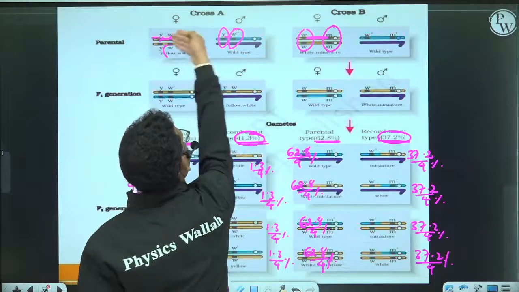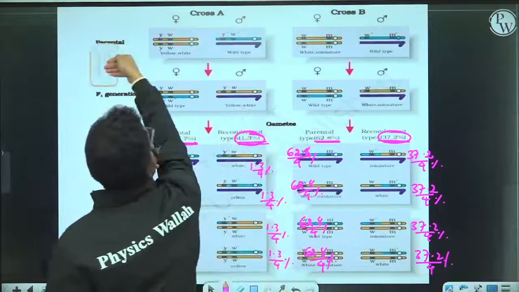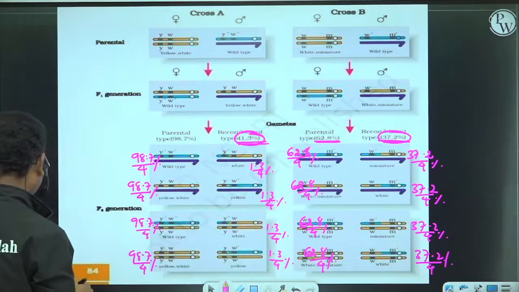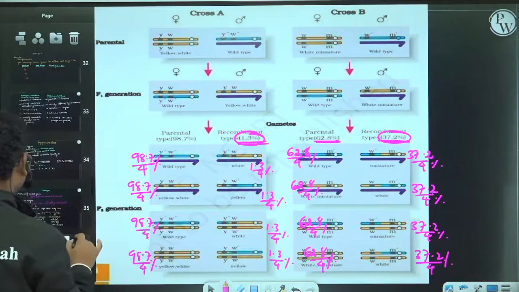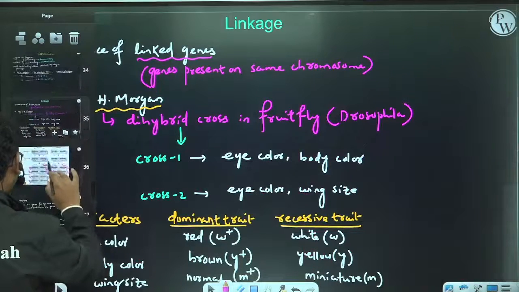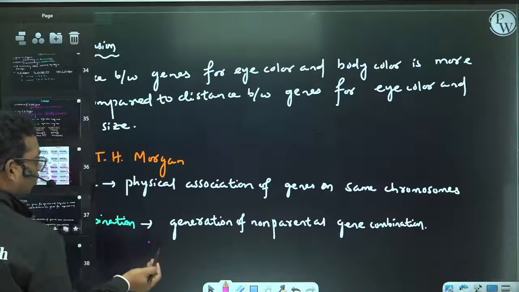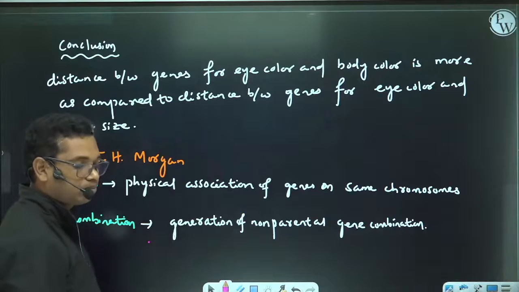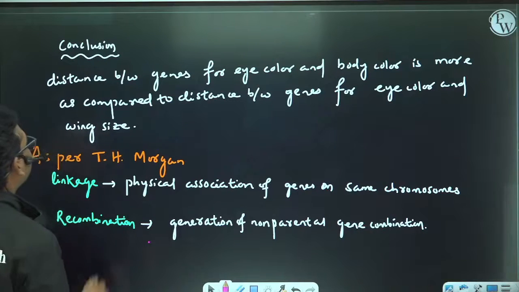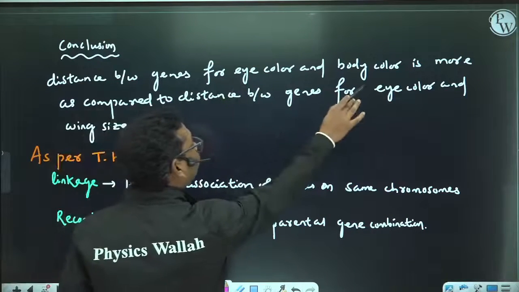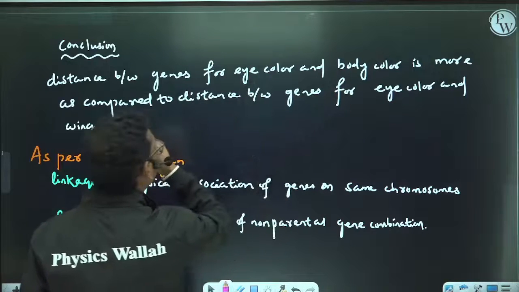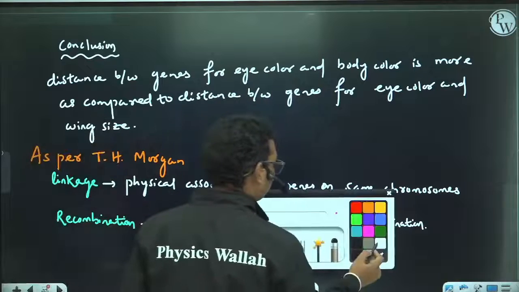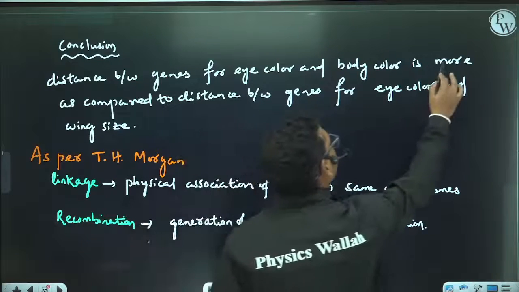Okay, so this was about linkage. That is what I have written over here. Because more recombinants are produced in the second cross, I will say that the distance between the genes for eye color and body color is less. Sorry, not more, less. It has to be less.